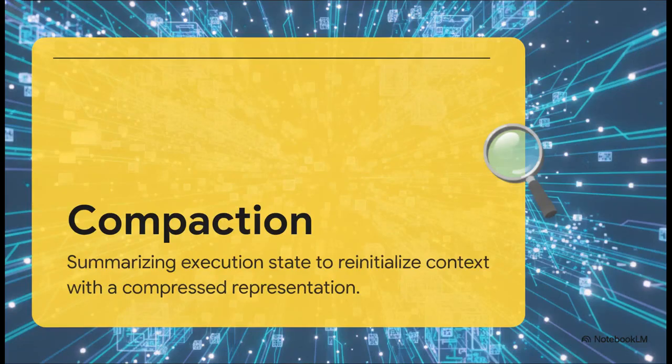Now, what's really interesting about this next one, Technique 2, is context compression, or more specifically, compaction. See, during long tasks, agents build up these massive histories that cause total token overload. Compaction fixes this. The agent basically summarizes its current state and reinitializes its working memory with just that dense, compressed summary, leaving all the raw, messy history behind.